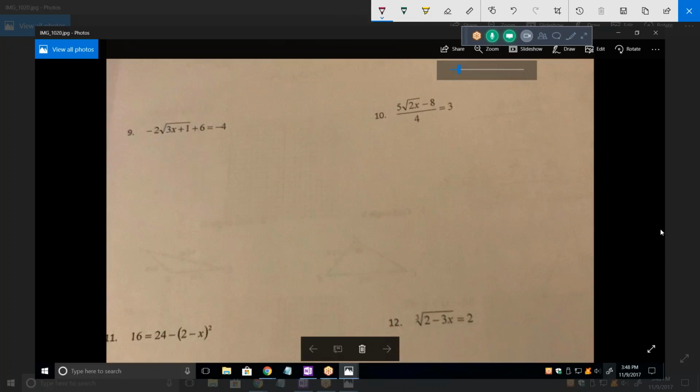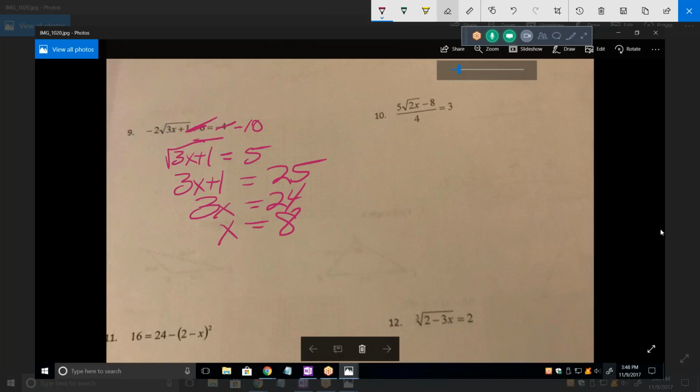So what's my first step? Subtract 6. And then divide by negative 2. So I get the square root of 3x plus 1 equals what? What's minus 10 divided by minus 2? 5. Now I got it the way I want it. I got this isolated. Do you square it? Okay. If I square the left, I get this. If I square the right, I get that. Now I take away 1. I get that, and I get x equals 8.